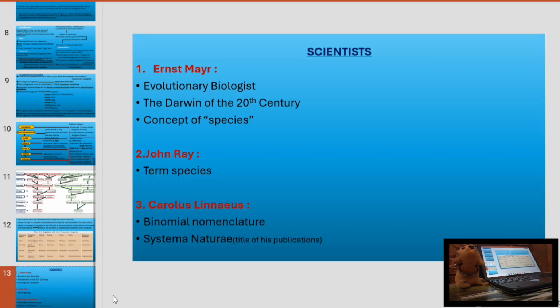The next and final thing is scientists. In this chapter, three scientists are mentioned. One is Ernest Mayr, an evolutionary biologist who is said to be the Darwin of the 20th century. He gave the concept of species. Next is John Ray. He just gave the term species, but not the concept of species. The concept of species is given by Ernest Mayr, and the term species is given by John Ray. And Carolus Linnaeus gave the biological nomenclature, and he named Systema Naturae as the title of his publications.